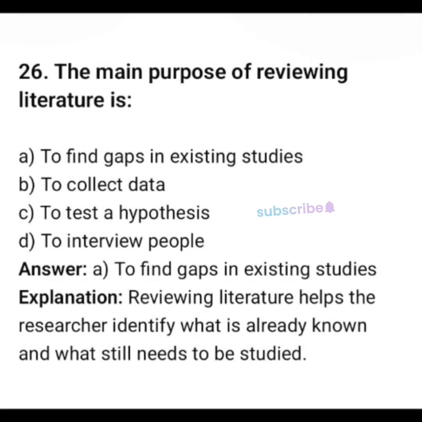The main purpose of reviewing literature is: to find gaps in existing studies, to collect data, to test a hypothesis, to interview people. The correct answer is to find gaps in existing studies. Reviewing literature helps the researcher identify what is already known and what still needs to be studied.